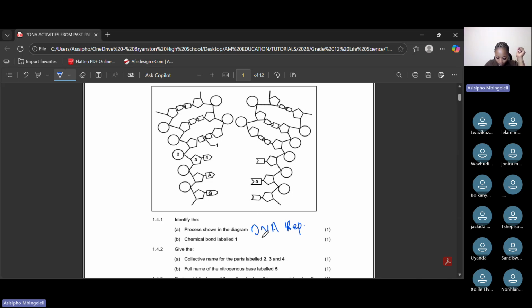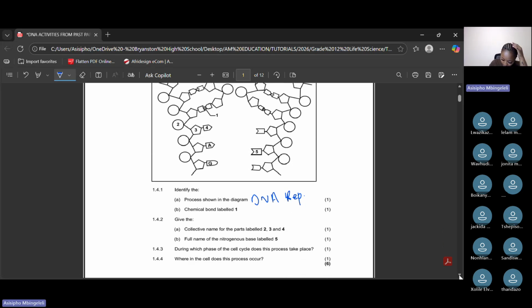Then the chemical bond labeled 1. The next person that we're working with, there's 3 people there. So Kolile, then Wavudi, you are next. Hydrogen bond. Thank you so much. So that will be the hydrogen bonds.